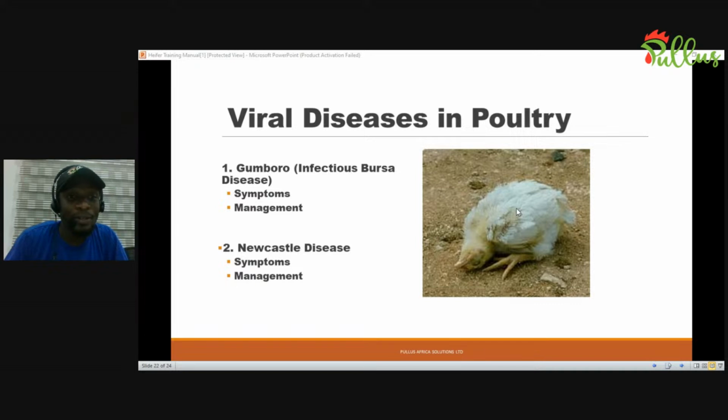So if you have different flocks, probably a batch of birds that are 3 weeks old, and you're having a challenge of this viral problem, and you have another batch that are 1 week old, you have to be very, very cautious. You have to protect the other ones as much as possible so that you reduce the spread of this problem.